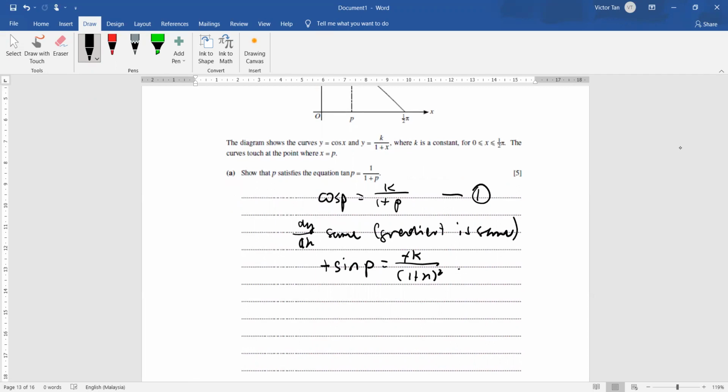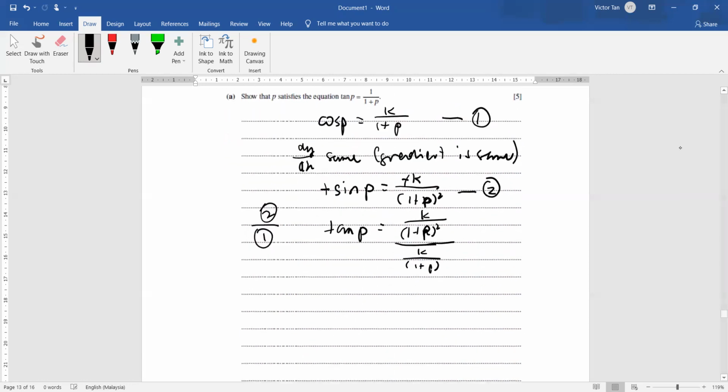So you have a sine p and a cos p. So when you divide sine p by cos p, you get tangent p. You have k over (1 plus x) squared. Oh, sorry, this is p. I forgot to substitute p. Over k over 1 plus p. Okay, there you have it. So here you can cancel, and then this cancels the power. So you have tangent p equals 1 over 1 plus p.